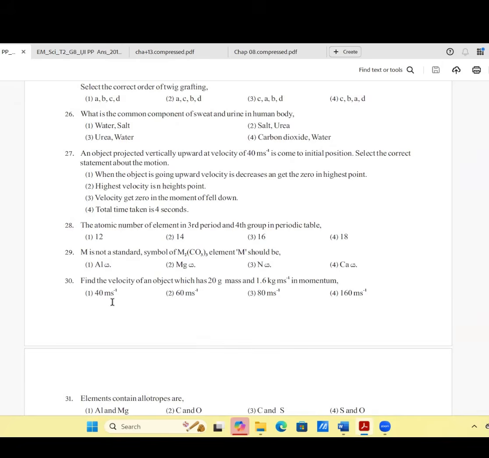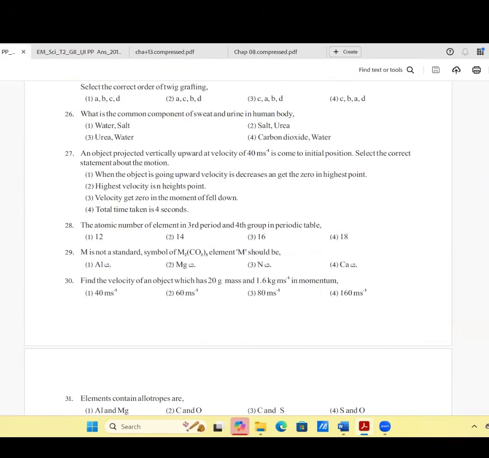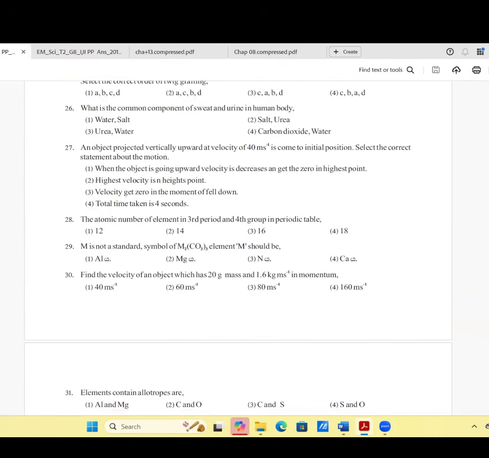Question number 26. What is the common component of sweat and urine in the human body? Answer number 1, water and salt. You can see what the components are in each kind of excretory product. In sweat, we can see water and salt. Exhaled air contains CO2 and H2O. Urine contains urea, water and salt. That is why we have to select the common answer as water and salt.